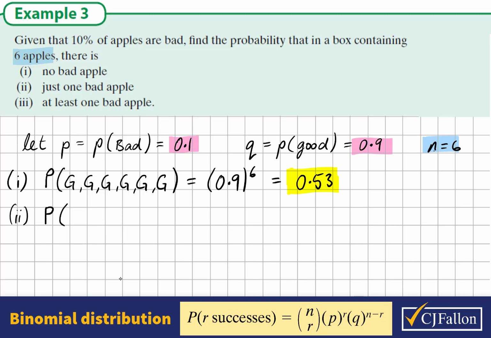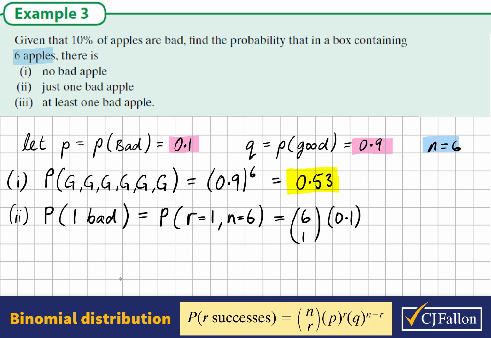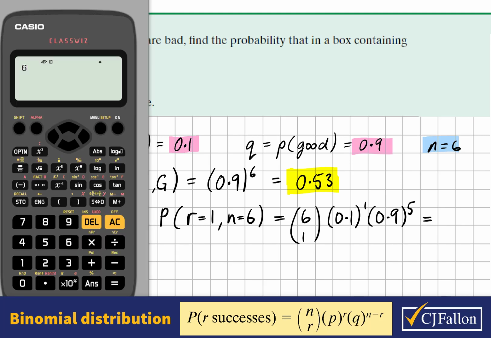The next question is the probability that there's exactly 1 bad apple. Now we will use the binomial distribution formula for this. So we know that the number of successes is 1, there's 1 bad, and the number of trials is 6. So R is 1, N is 6. So we have 6C1, P, which is 0.1, that happens once, so that's to the power of 1. And failure, 0.9, happens 5 times, so that's to the power of 5.